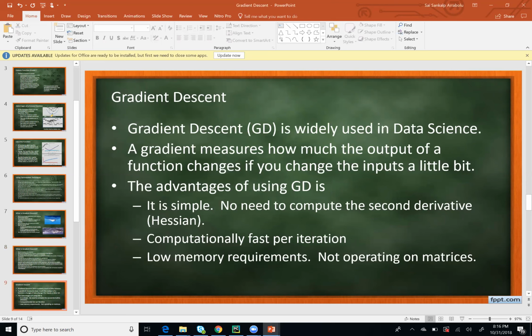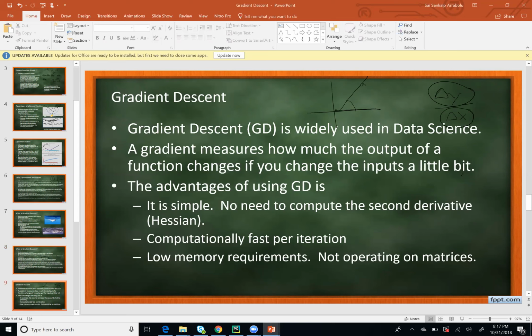Gradient descent is widely used in data science. The term gradient means the slope. If you look up the English dictionary, it also means the slope. It means how much one variable depends on the other. In algebra, you take delta y by delta x. If I have an equation of a line, the slope is y2 minus y1 by x2 minus x1, which is delta y by delta x. So a gradient measures how much the output function changes if you change the input values by a little.